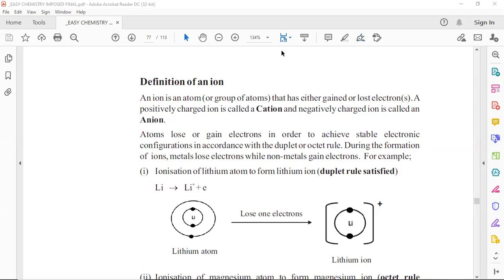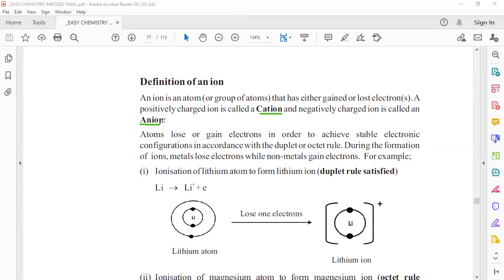So we'll do a quick recap on the ions. We defined an ion as a fully charged particle, and we said an ion can be positively charged or negatively charged. A positively charged ion is known as a cation, and a negatively charged ion is known as an anion. So we said atoms lose or gain electrons in order for them to become stable.